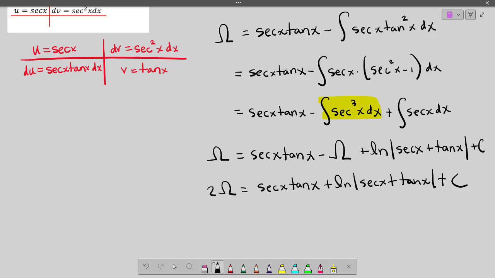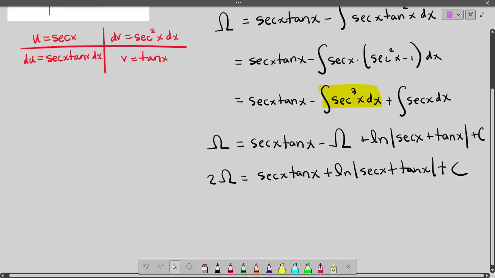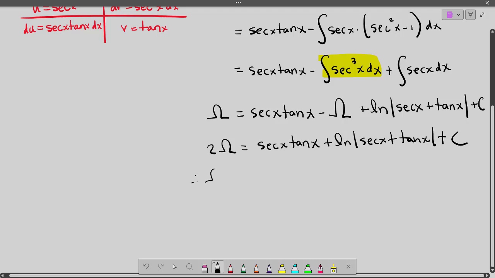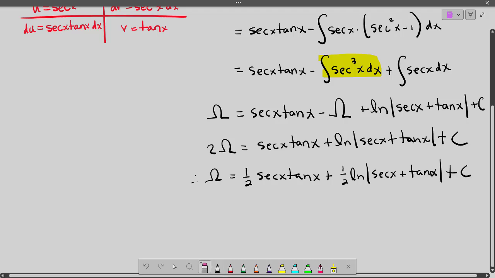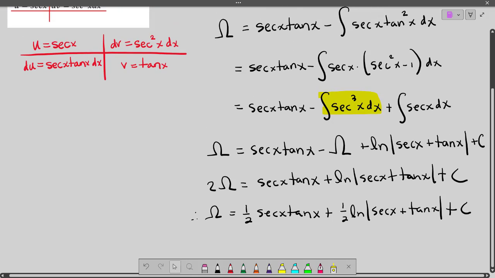And what is our final step to isolate omega? Divide by 2. Divide by 2 is our final step. So therefore, omega will be 1/2 sec tan plus 1/2 ln absolute sec plus tan plus constant of integration. So that'll be our final. Using integration by parts with a twist.